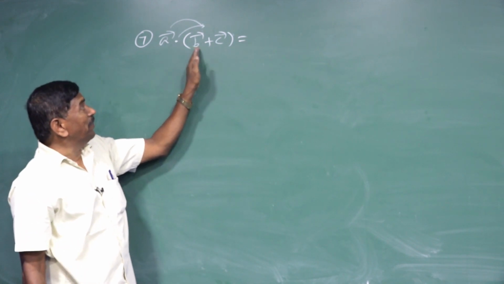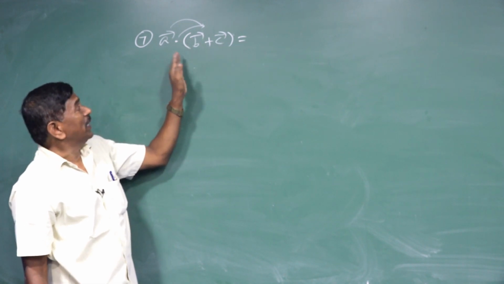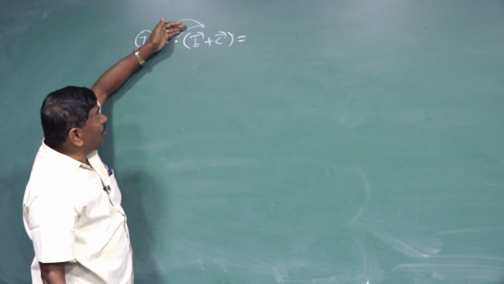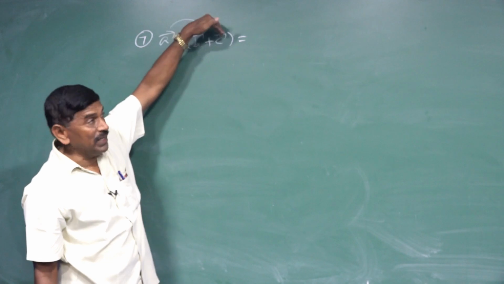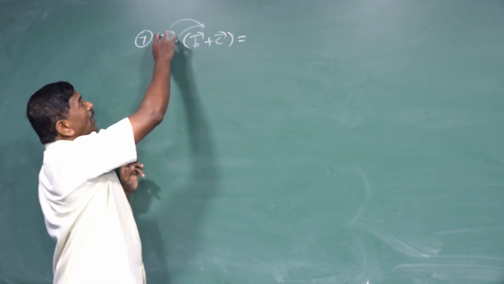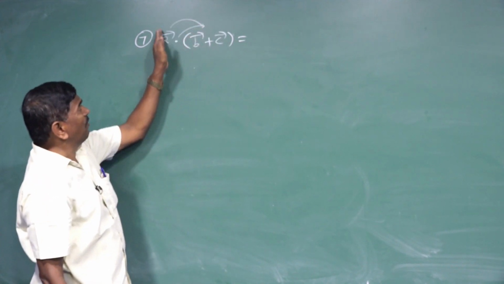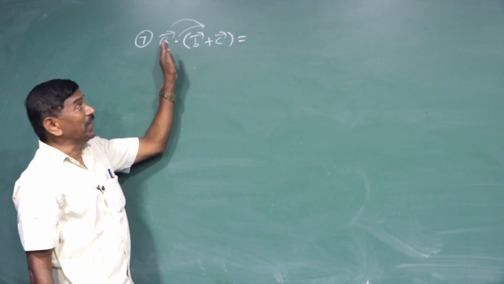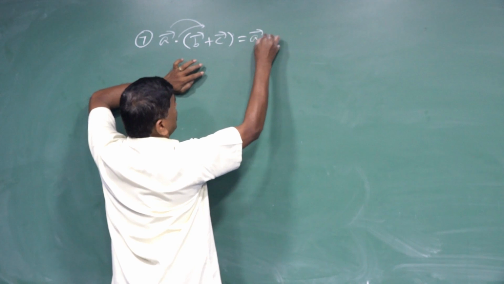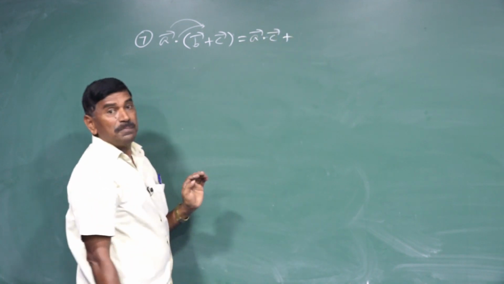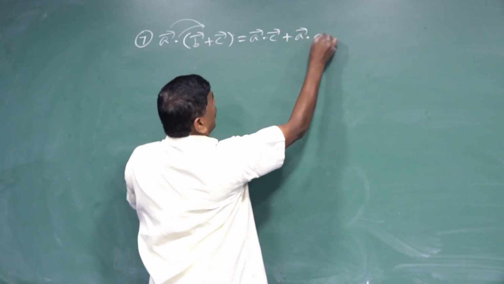A vector dot B vector plus A vector dot C vector. Okay. That is, here dot is distributive over addition. The dot product is distributive over addition. Okay, now start. Again, it is very simple. A vector and the dot product are going to multiply inside the bracket. Your answer is A vector dot B vector plus A vector dot C vector.